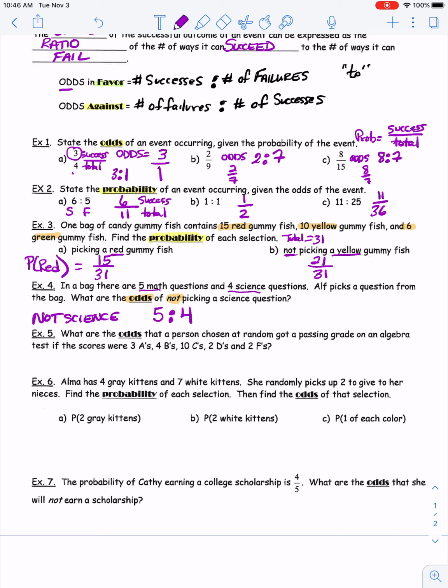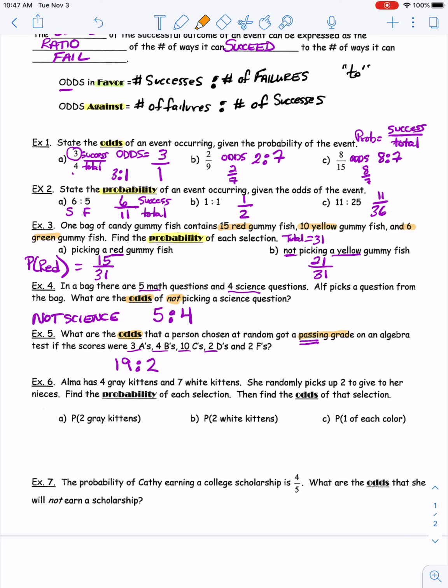Next one. What are the odds that a person chosen at random got a passing grade on algebra? If you count up the passing grades, there's A, B, C, D. Looks like 19 passing, 2 are not. So again, success to failure on a passing grade.